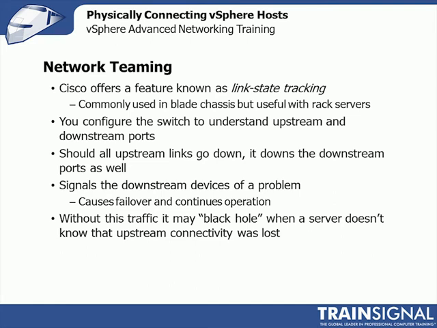Cisco offers a feature known as link state tracking. This is what gets you around that upstream failure, but without having three NICs in a vSwitch. It's commonly used in blade chassis, but still very useful in rack servers, especially if I've got rack servers connected to top of rack switches that then go to, say, a distribution or core.